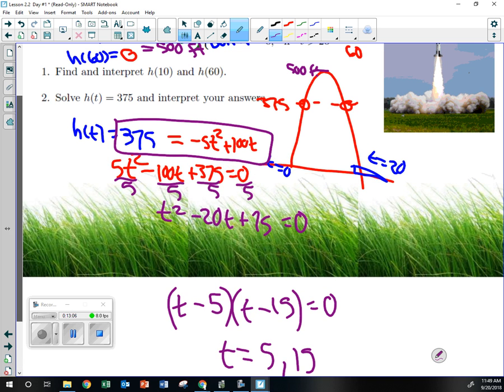So if this was 10, this is 20, and this is 0. This is 5, and this is 15. Kind of makes sense, doesn't it? Works out. So notice again that this is very different than plugging in a 10.